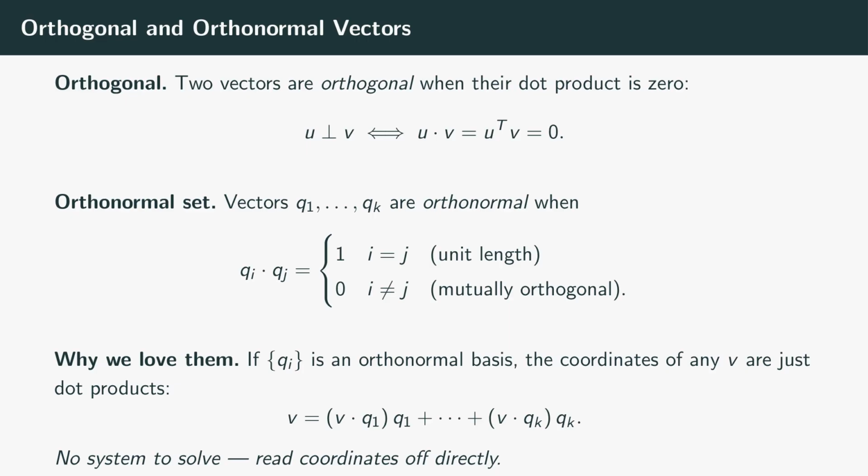Why do we care so much? Because orthonormal bases make coordinates trivial. If you have an orthonormal basis and you want to know how much of a vector points along each basis direction, you don't solve any equations, you just take dot products. The amount of v along q1 is simply v dotted with q1. That single fact is why the rest of this section keeps chasing orthonormal bases.